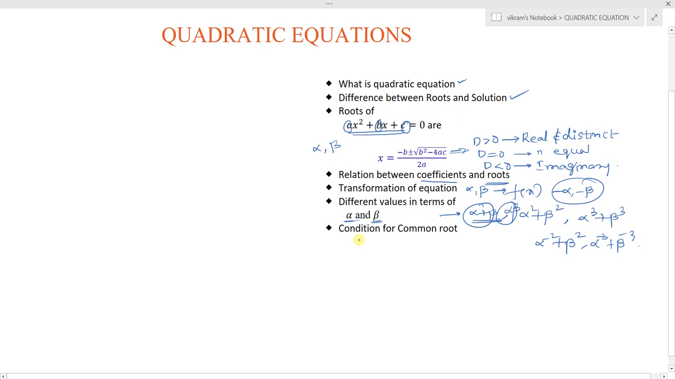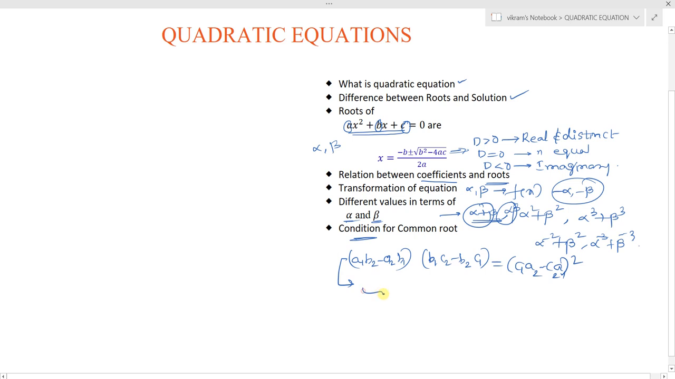And we have seen the condition for a common root. If one root is common, then we can write it as (a1 b2 minus a2 b1) into (b1 c2 minus b2 c1) equals (c1 a2 minus c2 a1) whole square, with the subscripts 1, 2 and 2, 1. So we have also seen another alternative method to find the common root.